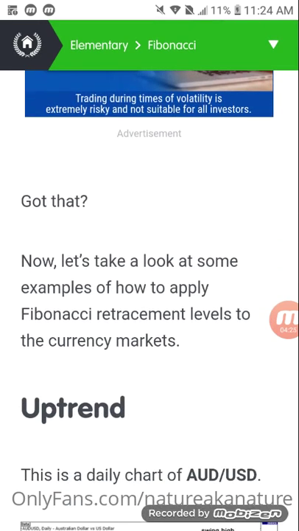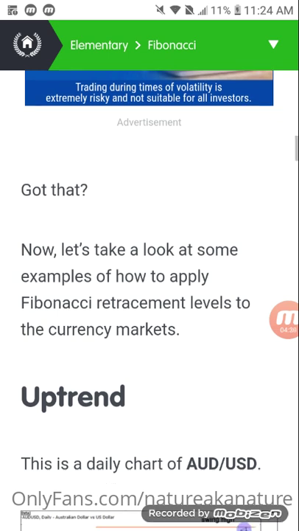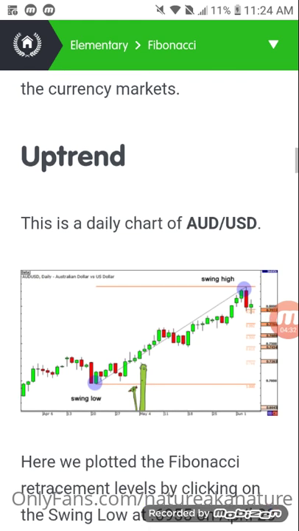Now let's look at some examples of how to apply Fibonacci retracement levels to current markets. This is an uptrend, a daily chart of Aussie USD. We're going to take the swing low and drag it to the swing high.